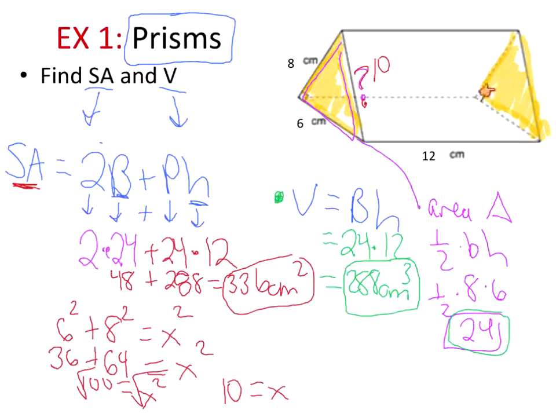Volume is how much space fills in your whole figure, right? 3D. Surface area is squared because it's 2-dimensional. It's flat. Area is a flat surface. Volume is 3-dimensional. So 2-dimensional, 3-dimensional.